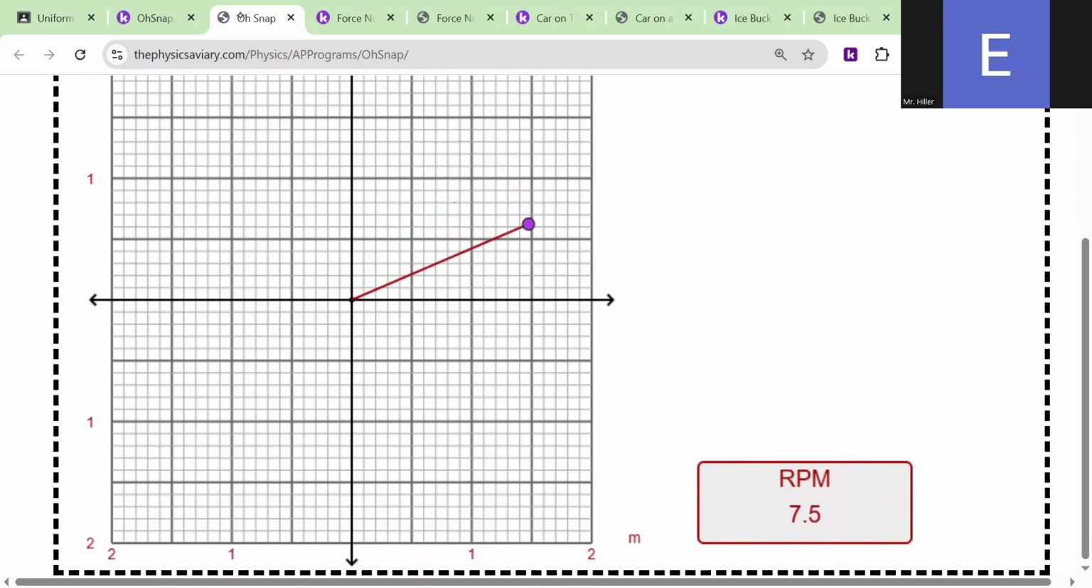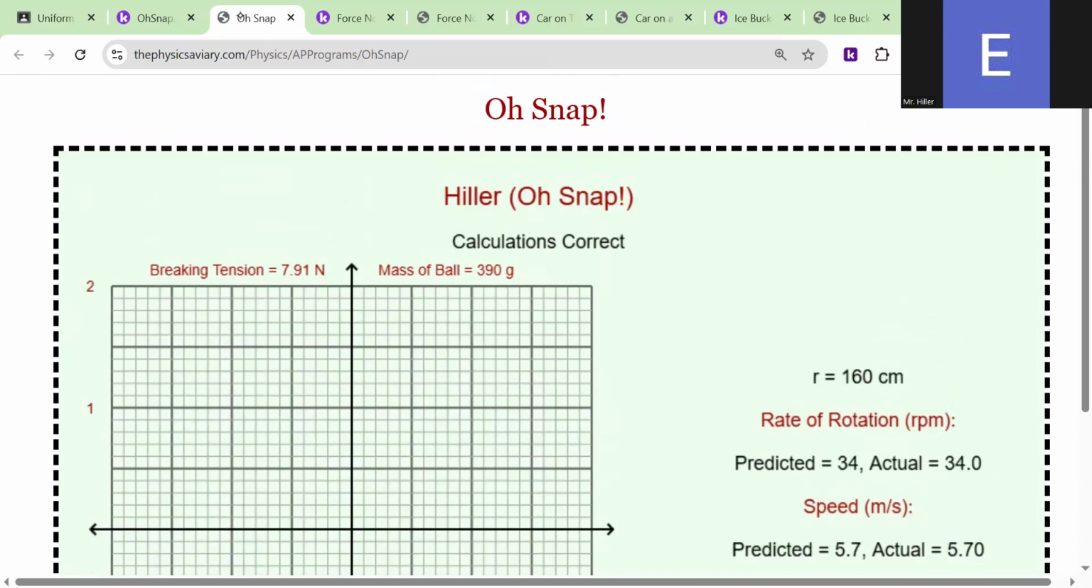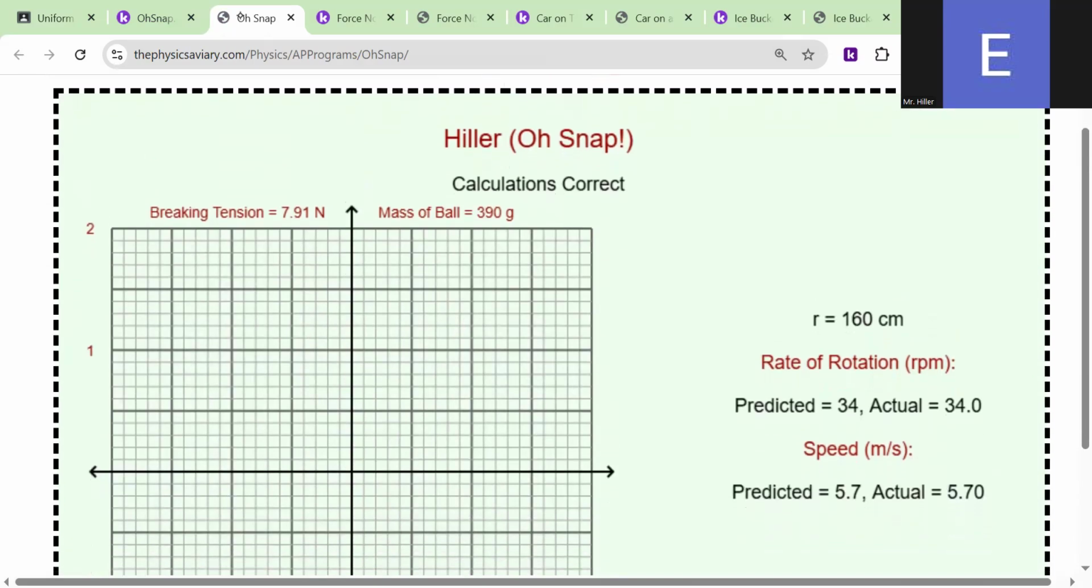Okay, it's immediately going to start to rotate, and it's going to see how long it takes to get all the way around once. Okay, and there we go. So the predicted revolutions per minute, that was the number of revolutions that it undergoes. It would undergo 34 revolutions in 1 clock minute, and the actual predicted speed, the linear tangential speed, would be about 5.7 meters per second. Again, hopefully you were able to get this right as well.